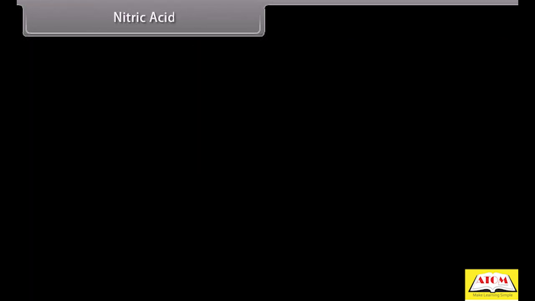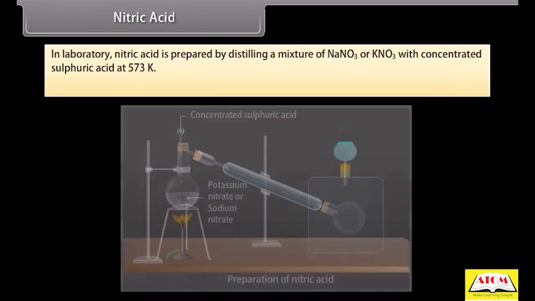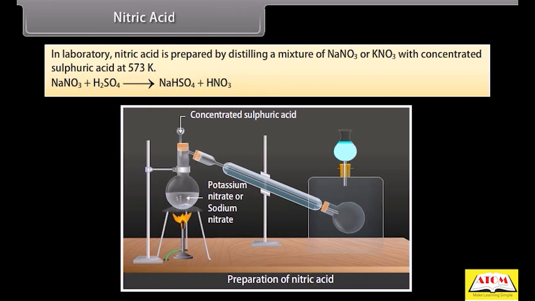It is the anhydride of nitric acid and forms salts called nitrates. Nitric acid. In the laboratory, nitric acid is prepared by distilling a mixture of NaNO3 or KNO3 with concentrated sulfuric acid at 573 Kelvin. On a large scale, nitric acid is manufactured by the Ostwald process.